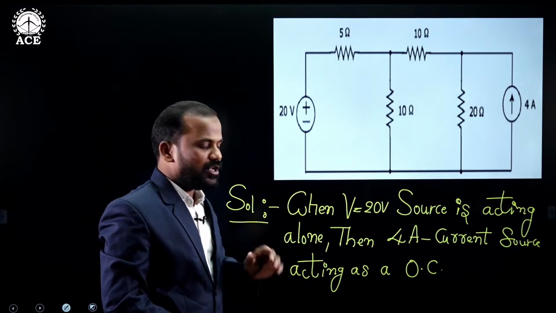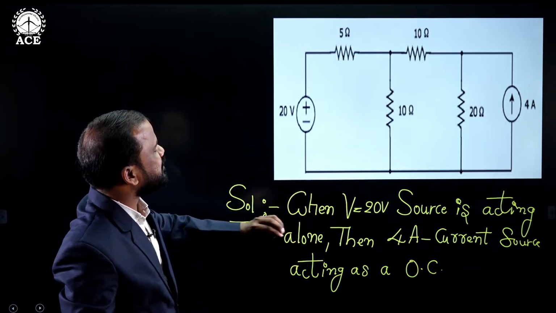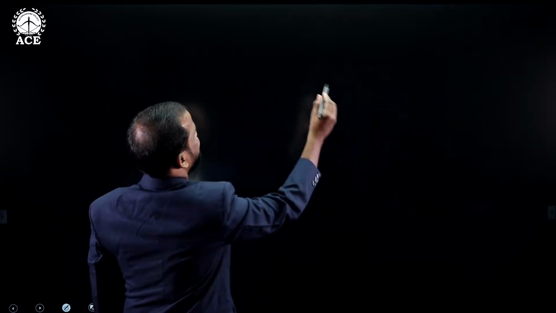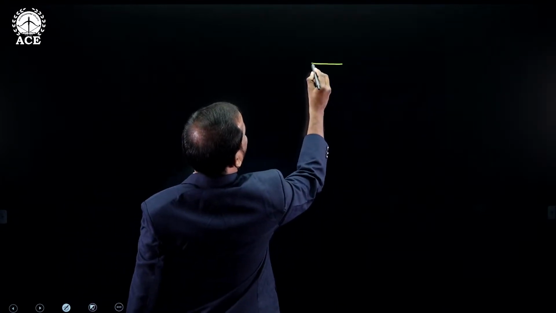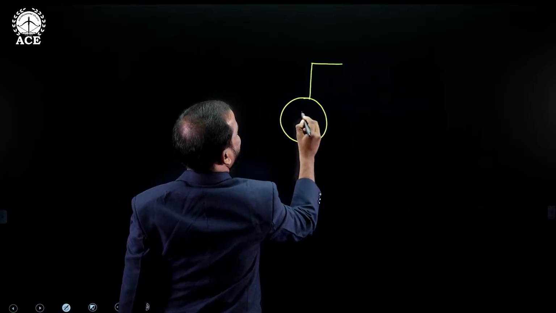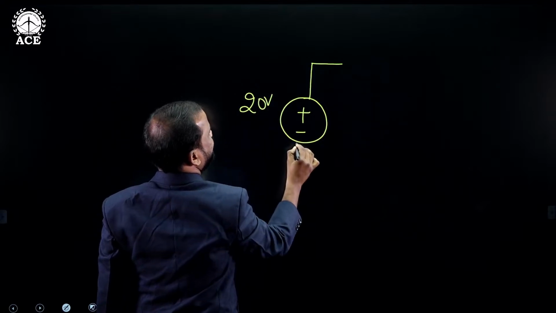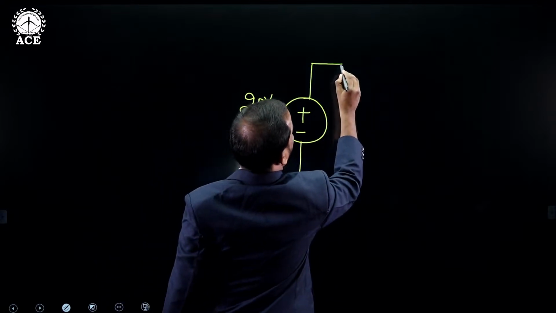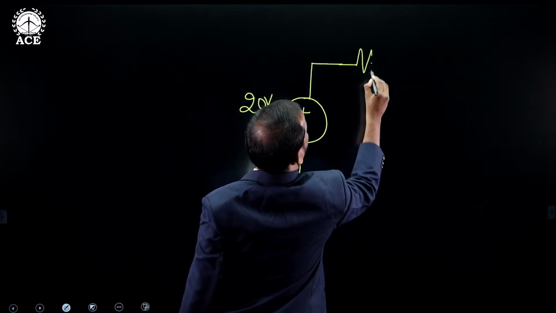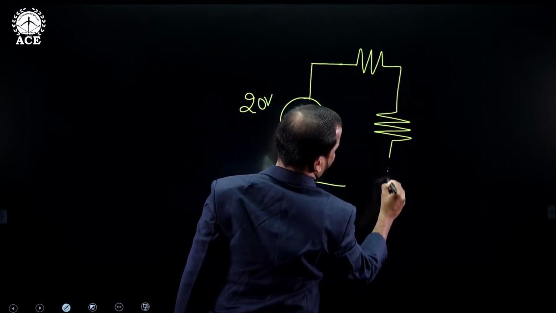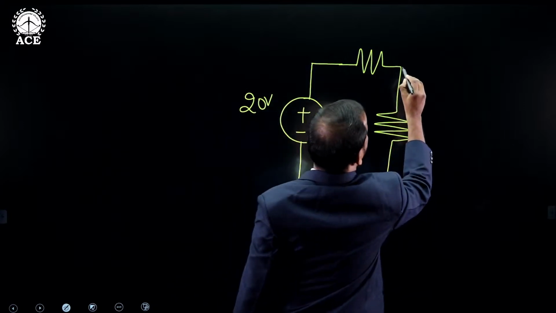Now what we need to do? We need to replace this condition in the given network. So it will become like this. So this is the 20 volts voltage source, and here these are the given resistances.